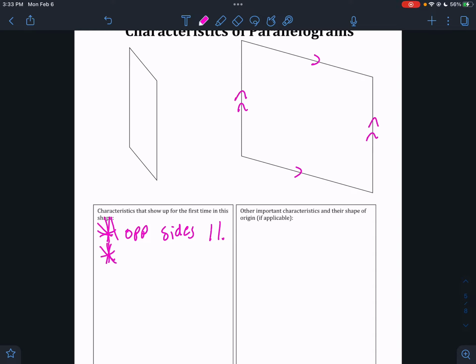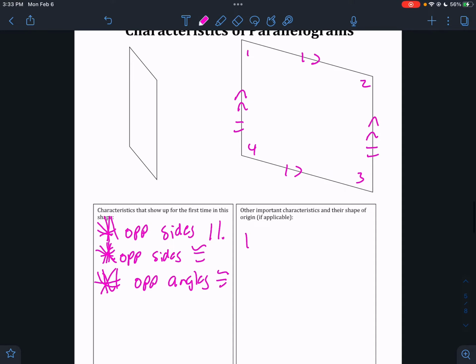We have opposite sides are congruent. So not only are they parallel, but they're also congruent. We have opposite angles congruent. So like if I have angles 1, 2, 3, and 4, we know that 1 and 3 and 2 and 4 are going to be congruent angles. So as a for instance, let's say that this one's 100 degrees, then this has to be 100 degrees.